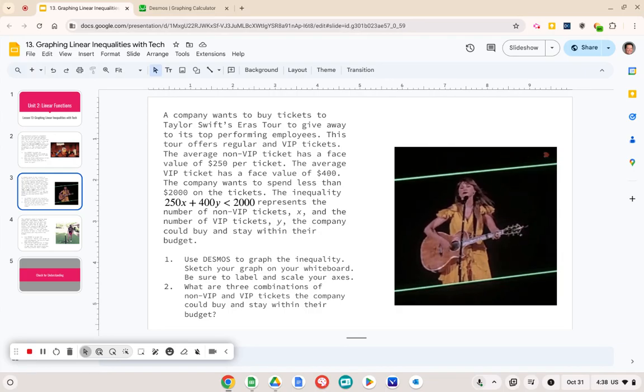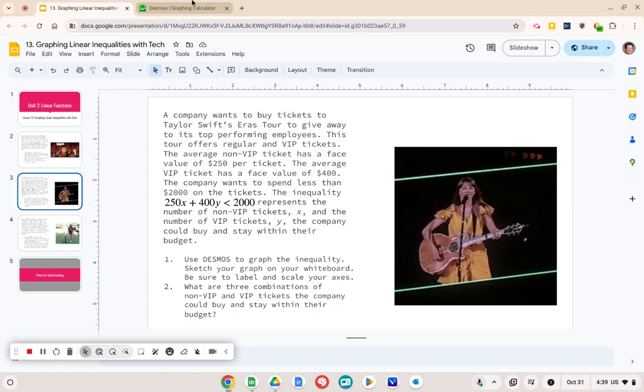The average VIP ticket has a face value of $400. The company wants to spend less than $2,000 on the tickets. So the inequality 250x plus 400y is less than 2,000 represents the number of non-VIP tickets, which is x, and the number of VIP tickets, which is y, that the company could buy and stay within their budget. So the questions are the same. Sketch the graph from Desmos and then find 3 combinations that the company could purchase and give away.